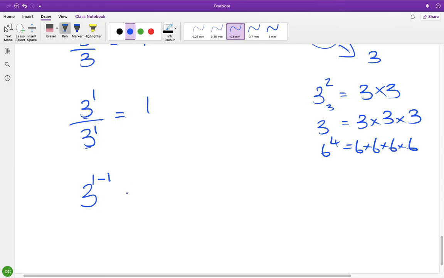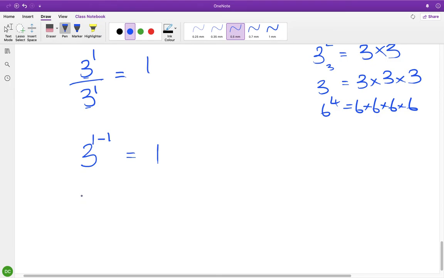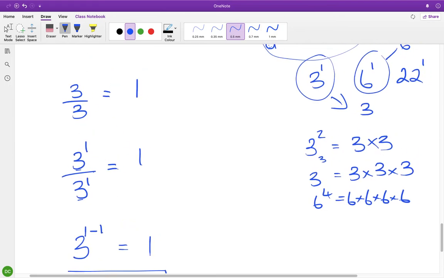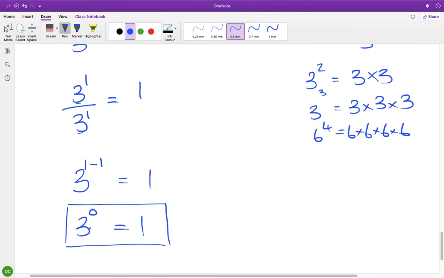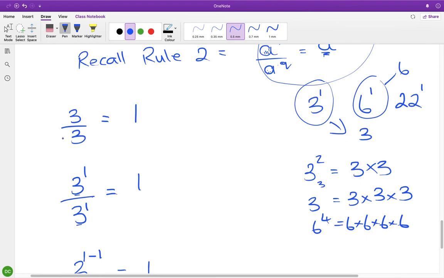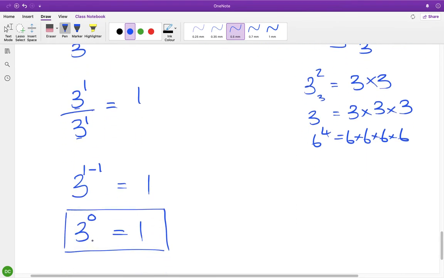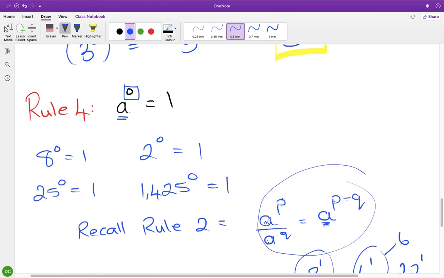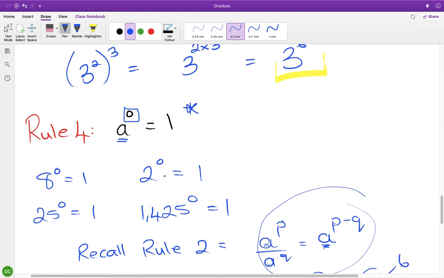And yet again, we know the answer is 1. So what is 1 minus 1? It's 0. So I've proved that 3 to the power of 0 equals 1. And I could do that for anything. If I start here with 5 divided by 5, I would get 5 to the power of 0 is 1. If I started here with 10 divided by 10, I would get 10 to the power of 0 equals 1. So that's where this rule comes from.